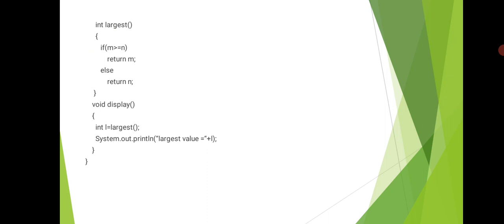40 and 50. 40 greater than or equal to 50 is false, so it returns the n value. In the else part, n is returned. n is 50, which is returned to l, then largest value equals 50 is displayed.